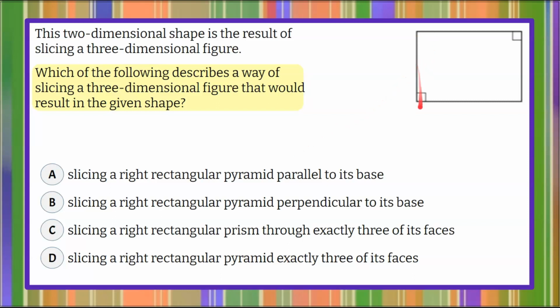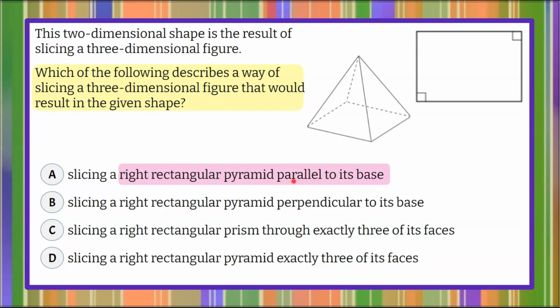a three-dimensional figure that would result in this two-dimensional figure. So choice A says we're going to be slicing a right rectangular pyramid, so here we're slicing a pyramid parallel to its base. So here is a right rectangular pyramid. It's a rectangular pyramid because the base is rectangular and it's a pyramid because all those lateral faces form at a point, at a vertex here. And we're going to slice this parallel to the base.